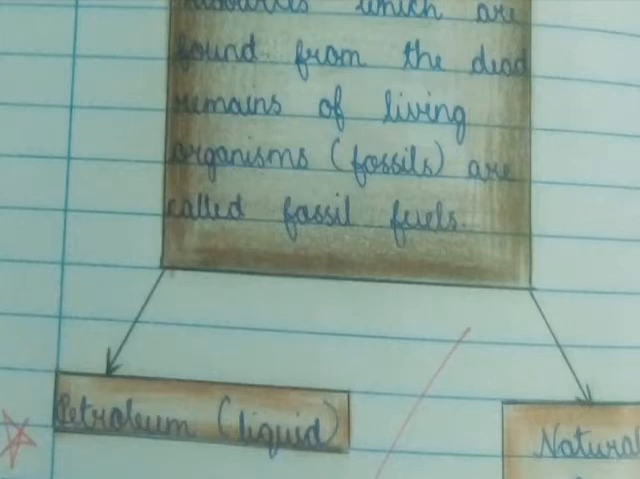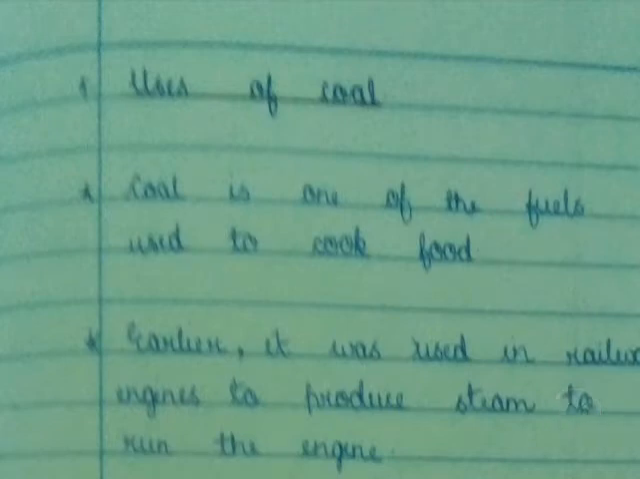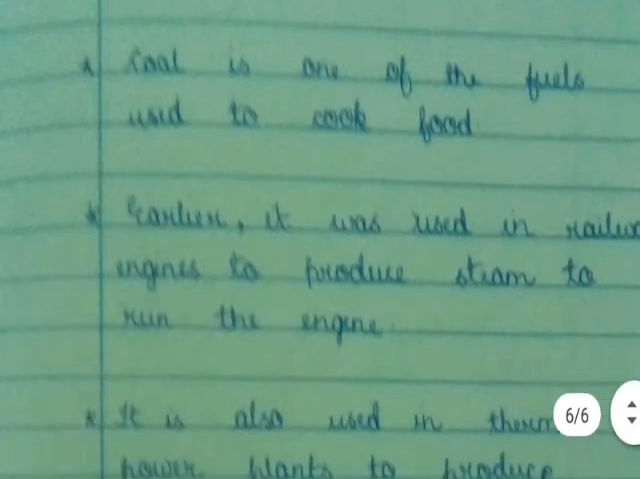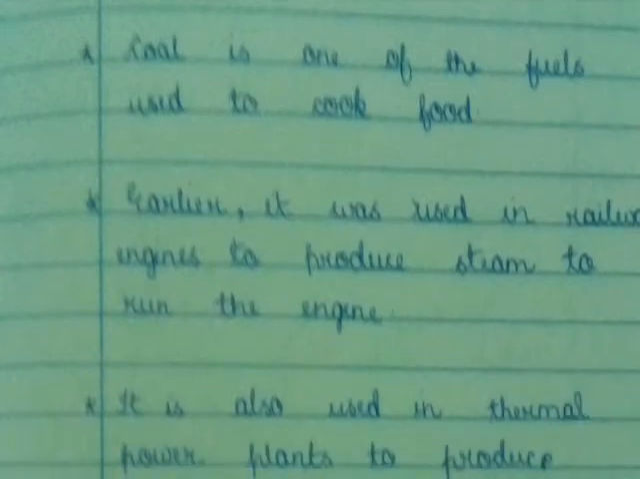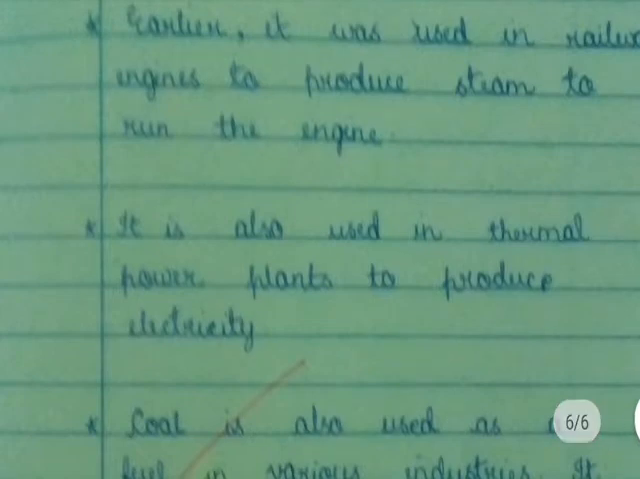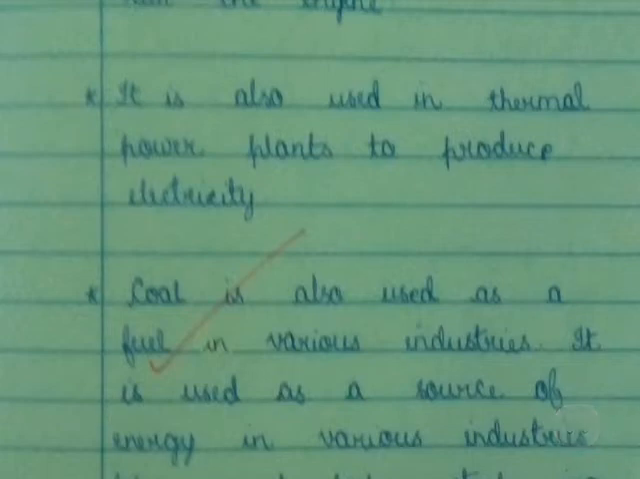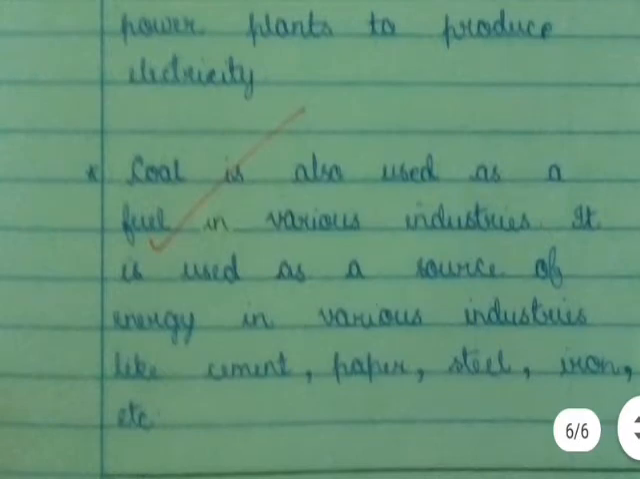Fifth question. Uses of coal. Coal is one of the fuels used to cook food. Earlier, it was used in railway engines to produce steam to run the engine. It is also used in thermal plants to produce electricity. Coal is also used as a fuel in various industries. It is used as a source of energy in various industries like cement, paper, steel, iron, etc.